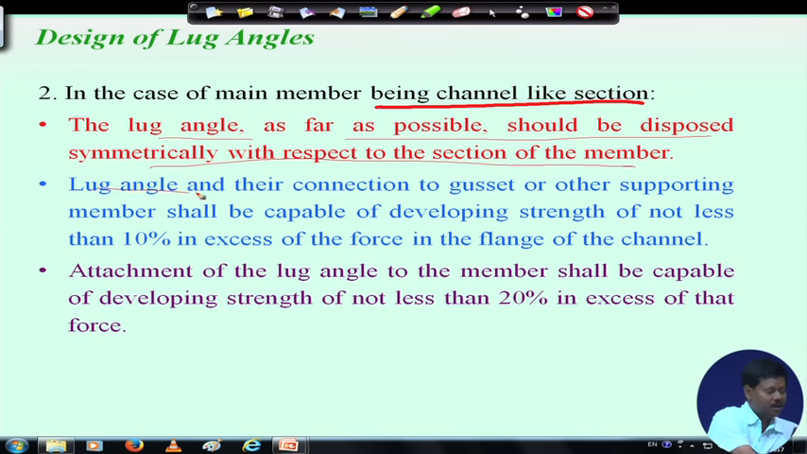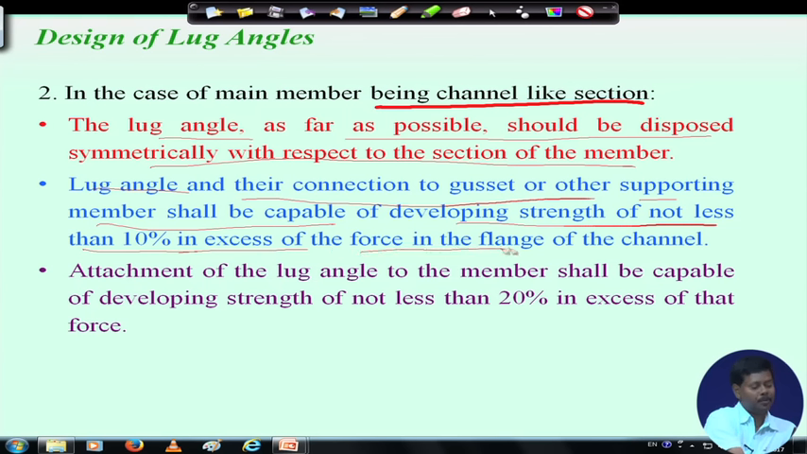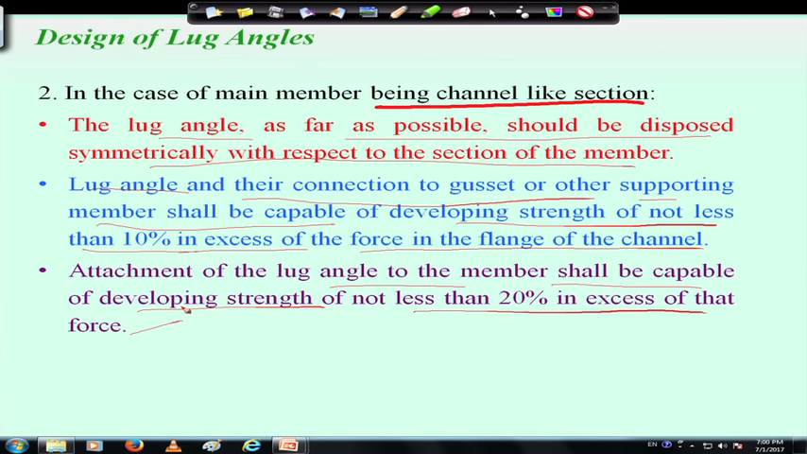Then lug angle and their connection to gusset or other supporting members shall be capable of developing strength of not less than 10% excess of the force in the flange of the channel. So, whatever force coming to the flange, 10% more than that has to be designed. And similarly, attachment of the lug angle to the member shall be capable of developing strength of not less than 20% in excess of that force. So, this is what we have to keep in mind while designing the lug angle.